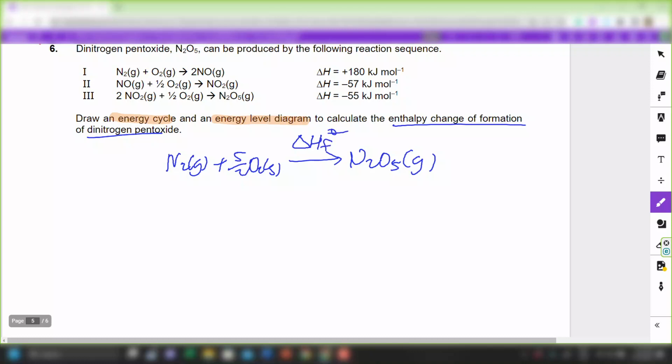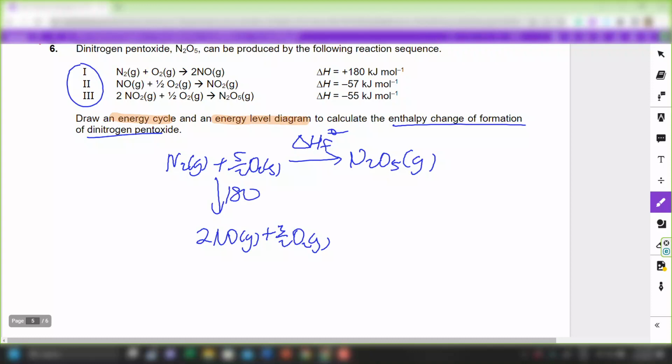Then we're just going to take it slowly from process 1, 2, and 3. First, N2 and O2 give us 2NO. So I'm just going to have 2NO being formed. But you notice that only 1 mole of oxygen is being used. We have 2.5 moles, so I'm left with 3/2 moles of O2. I'm going to write it down. So that will be 180.